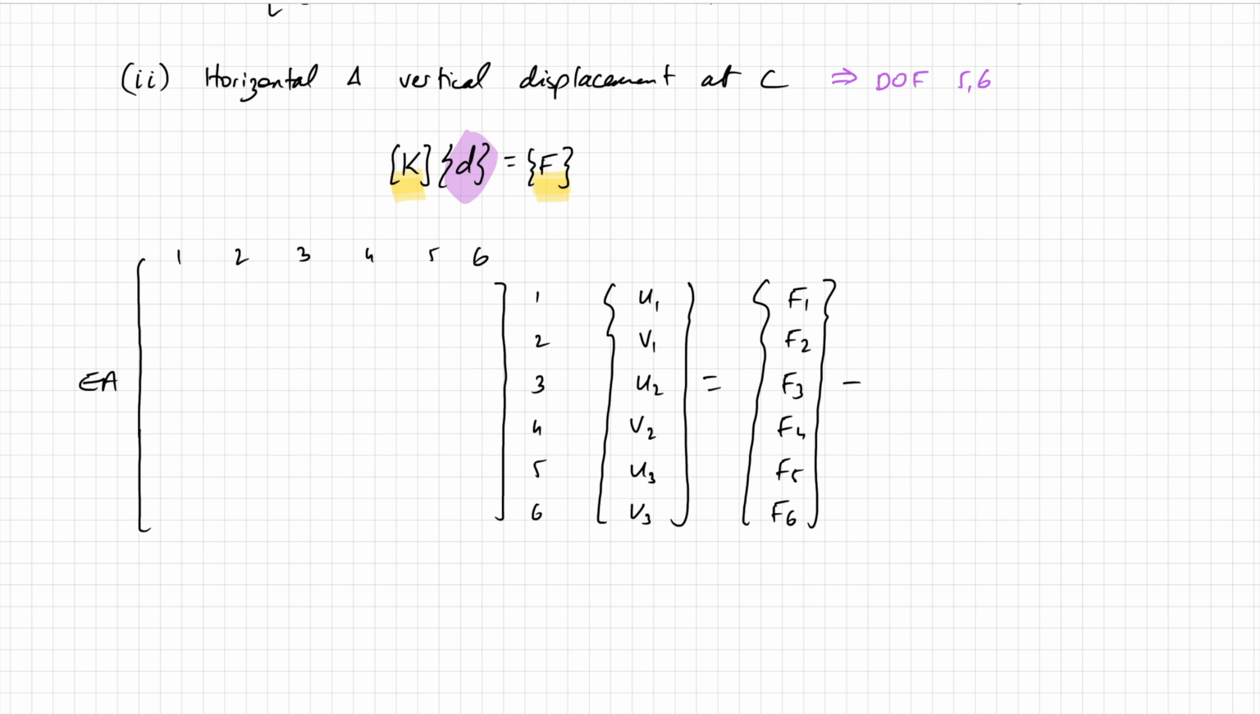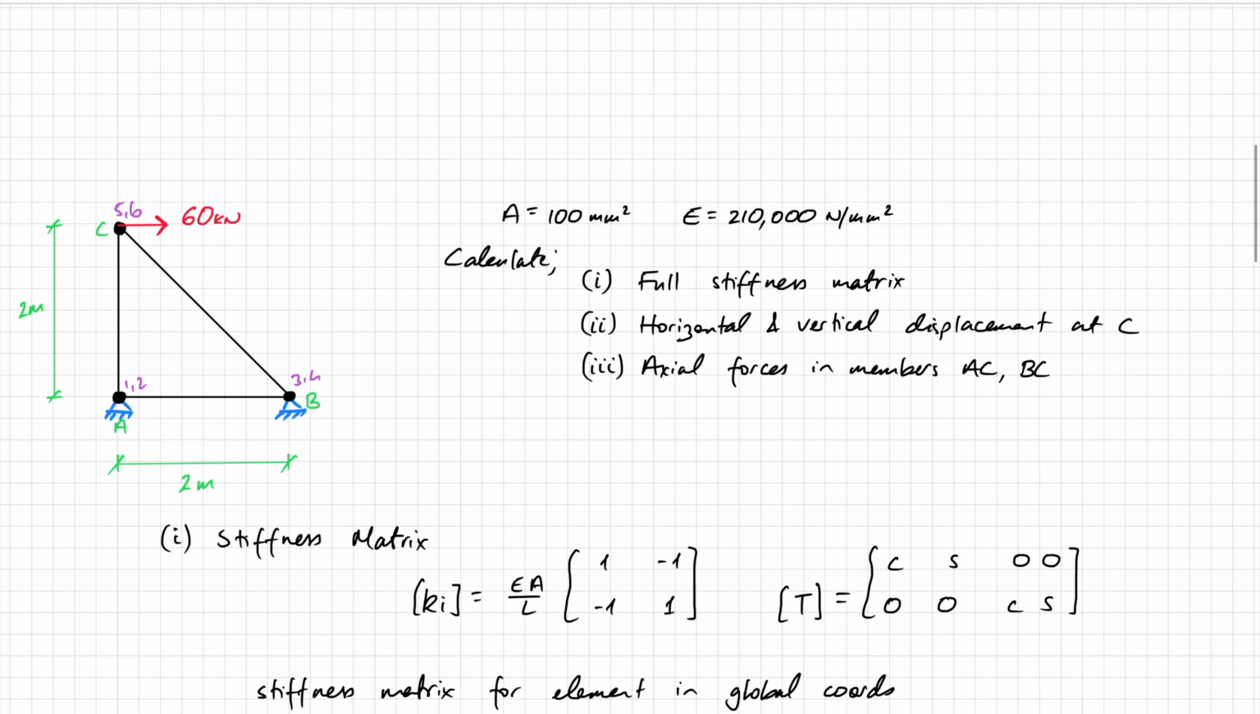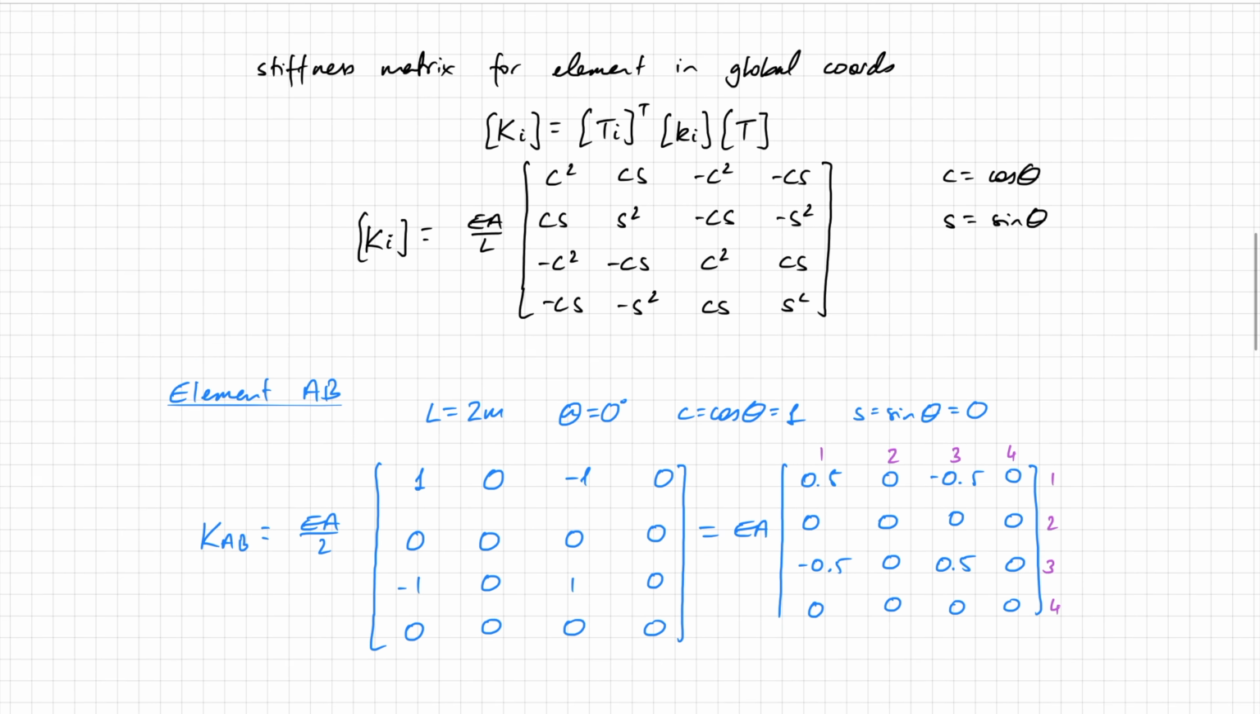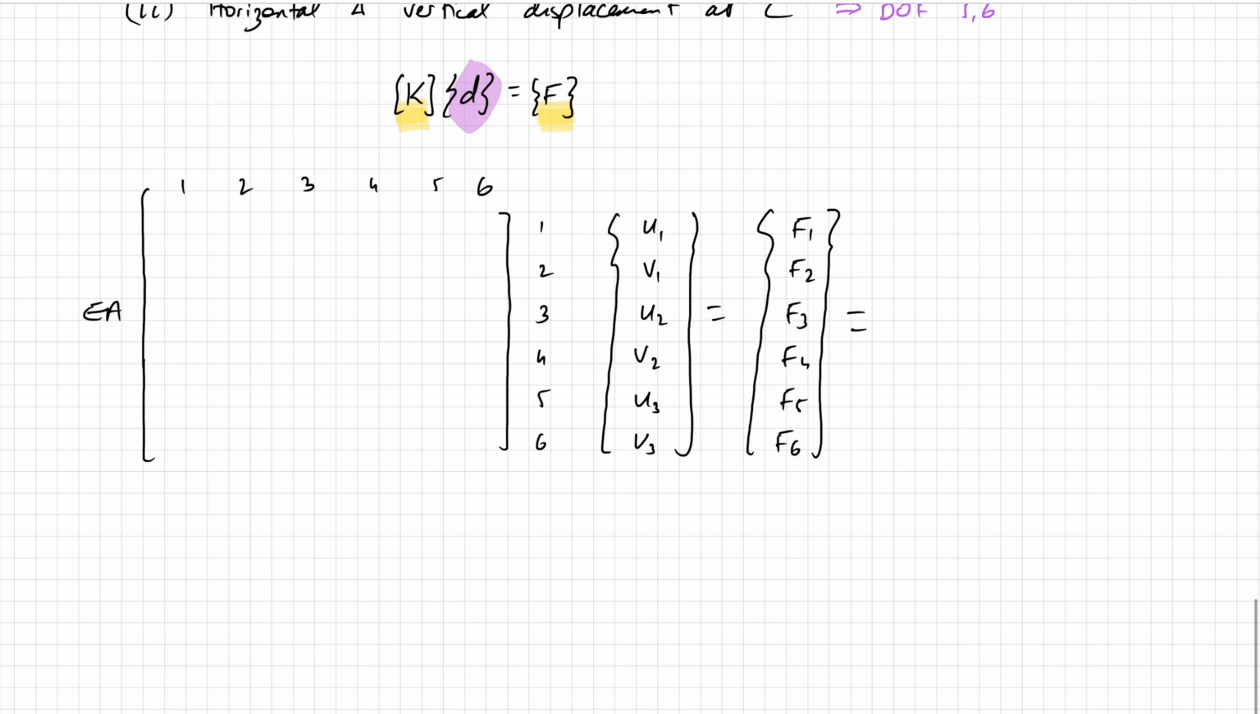But we already know what these are. If we go back to our question, we can see that at node C, we only had a horizontal force of 60 kilonewtons. So that is 60 kilonewtons in the positive direction of degree of freedom 5. Everything else is going to be 0.